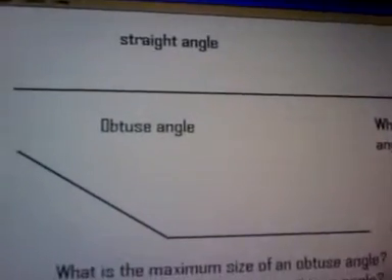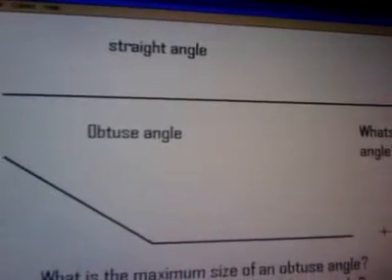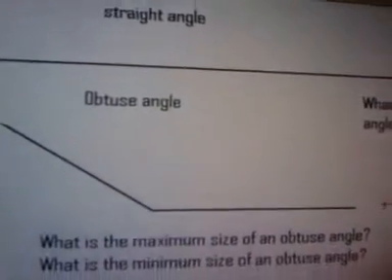Now we have a straight angle. What's the measure of a straight angle? The measure of a straight angle is 180 degrees.